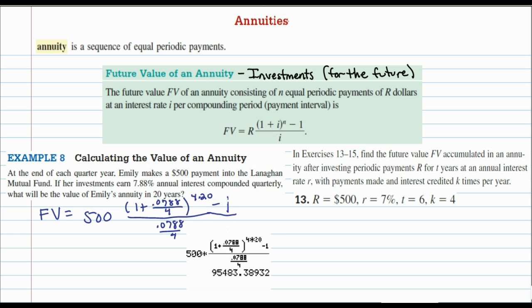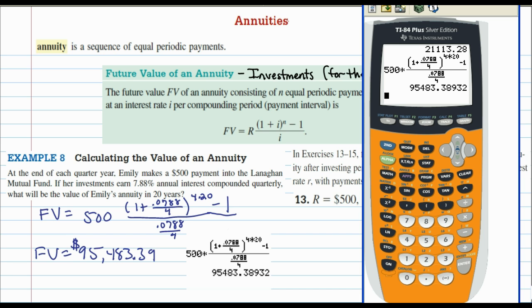Alright, so I also realized I forgot the minus 1 in the numerator. Maybe you already figured that out. But I put all this in my calculator, and I got that she's going to have earned $95,483.39. So $95,483.39 is how much she will have earned as a result of her 80 $500 payments.